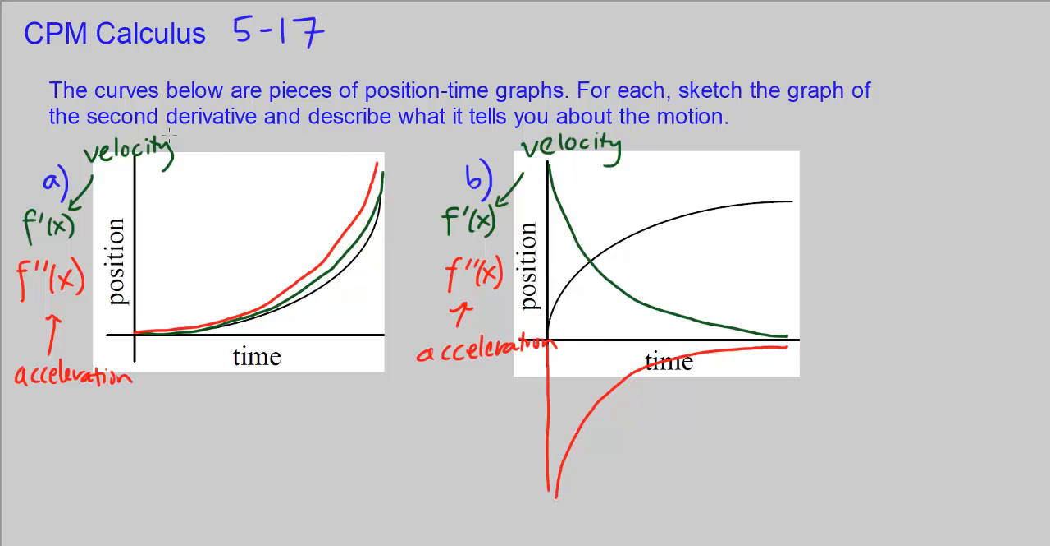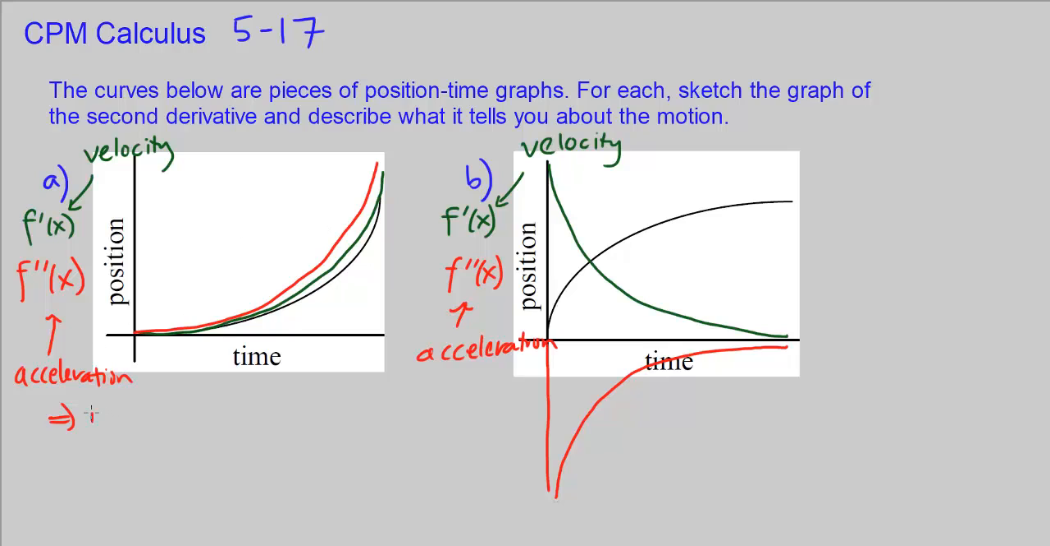So let's go ahead and, so right here, the second derivative, sketch the graph of the second derivative and describe what it tells you about the motion. So what this tells me is that the acceleration is increasing, right? This shows that the acceleration is increasing, we know the velocity is increasing and the position is increasing.